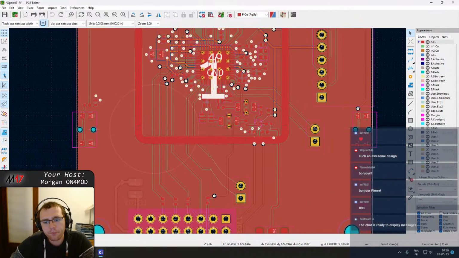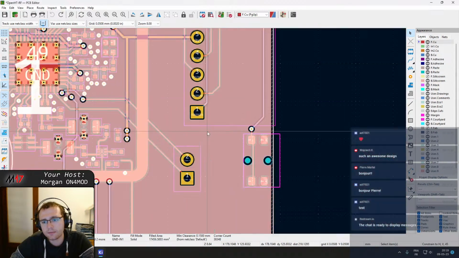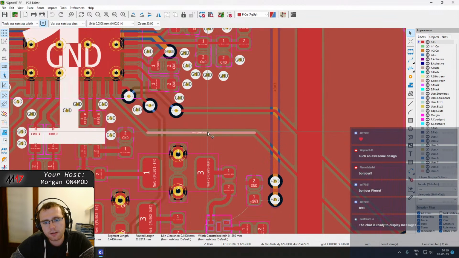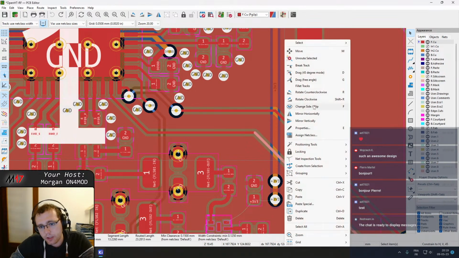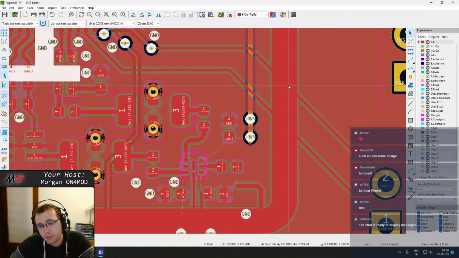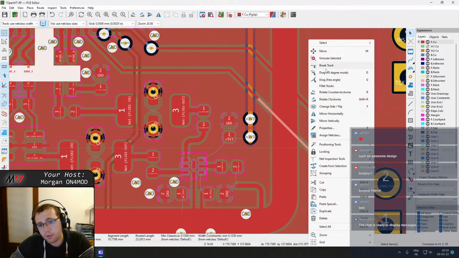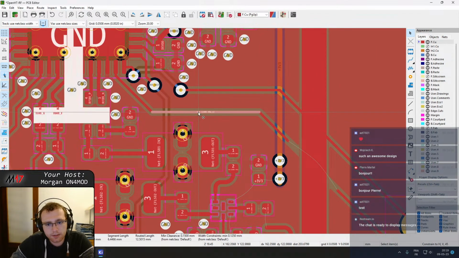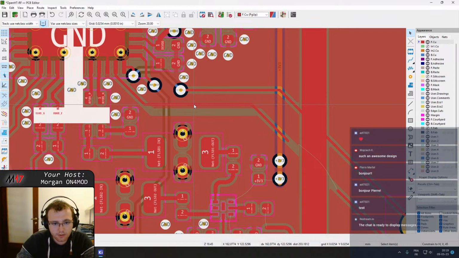Okay, let's start with the RF part. So maybe we can start already. Okay, I'm going to break the track here and here so that I'm able to keep routing this signal. Otherwise KiCad won't let me.